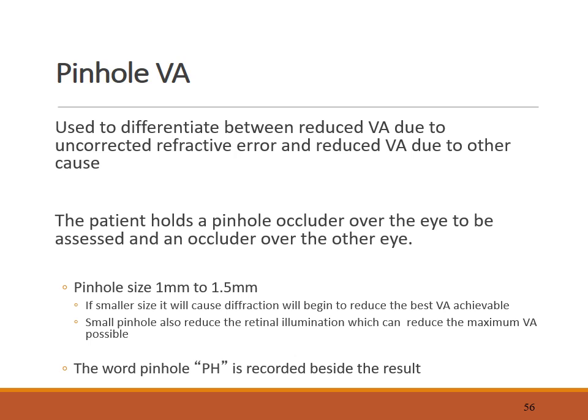The patient holds a pinhole occluder over the eye to be assessed and an occluder over the other eye. The pinhole size is between 1 to 1.5 mm. If it is smaller, it will cause diffraction and will begin to reduce the best VA achievable. A small pinhole also reduces the retinal illumination, which can reduce the maximum VA possible. The word pinhole, pH, is recorded beside the result of the visual acuity.